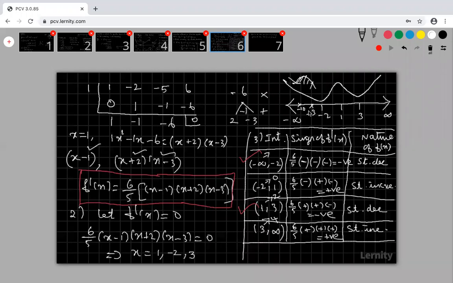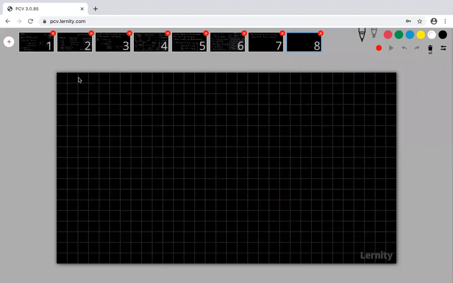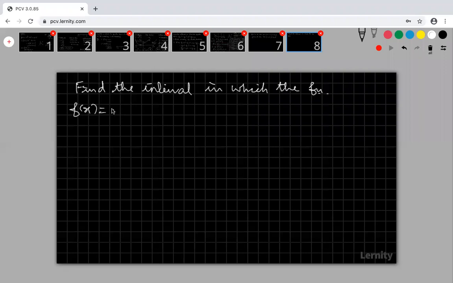Right, come to the next problem. Find the interval in which the function f of x is equal to -2x cube minus 9x square plus 12x plus 1 is strictly increasing or strictly decreasing.